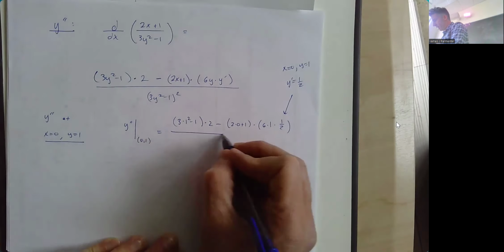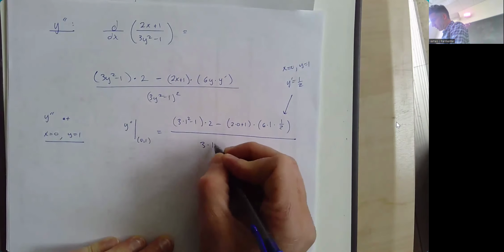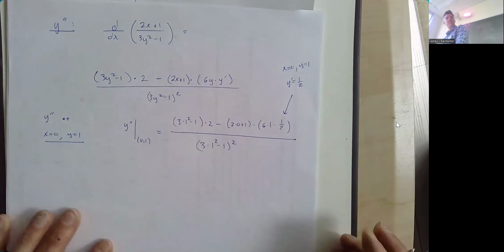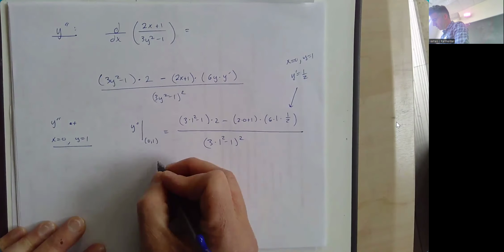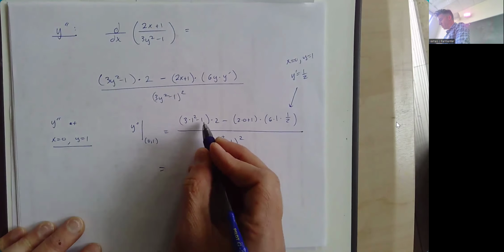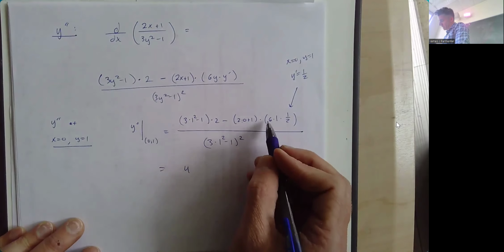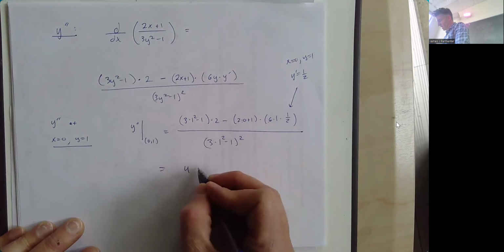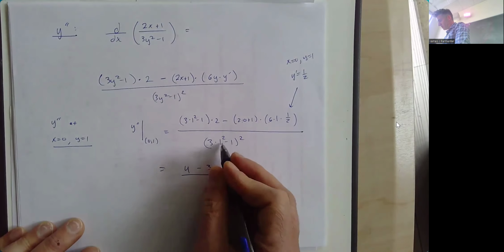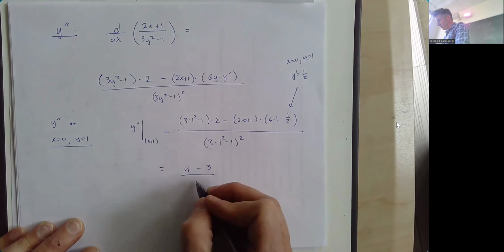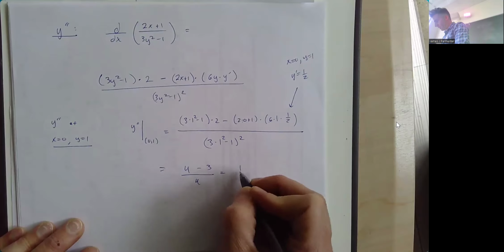And then divided by 3 times 1 squared minus 1 squared. And you would get something. You get 3 minus 1 is 2, 2 times 2 is 4, 0 plus 1 is 1, 1 times 6 times 1/2 is 3, divided by 3 times 1 is 3, minus 1 is 2, 2 squared is 4. So you end up with 1/4. Cool.